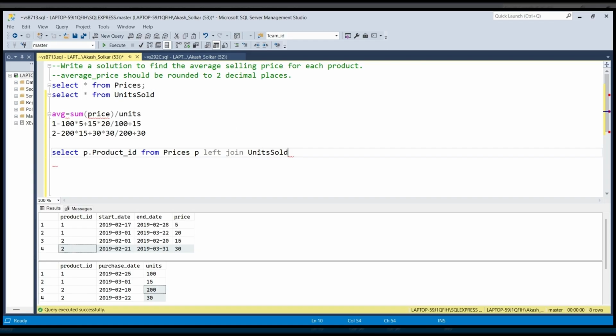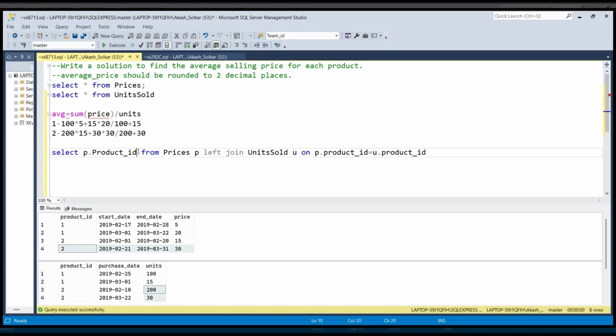Unit sold is u. On the basis of, if you see in both tables, a primary and foreign key relationship has been given, the product id is common in both tables. So on the basis of product id we are joining the two tables: p dot product id is equal to u dot product id.